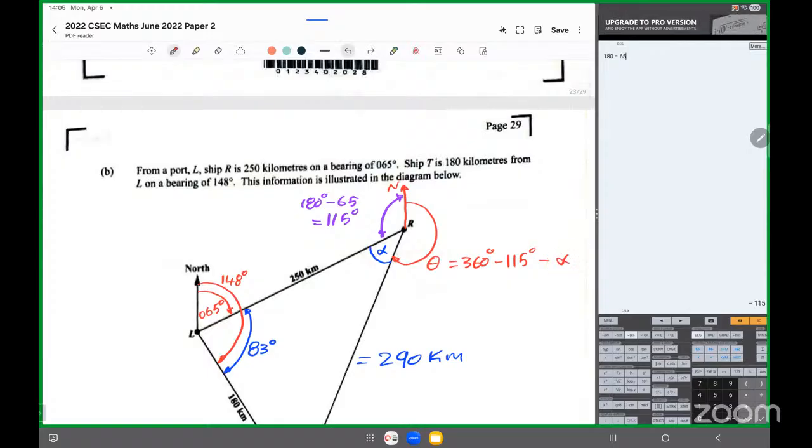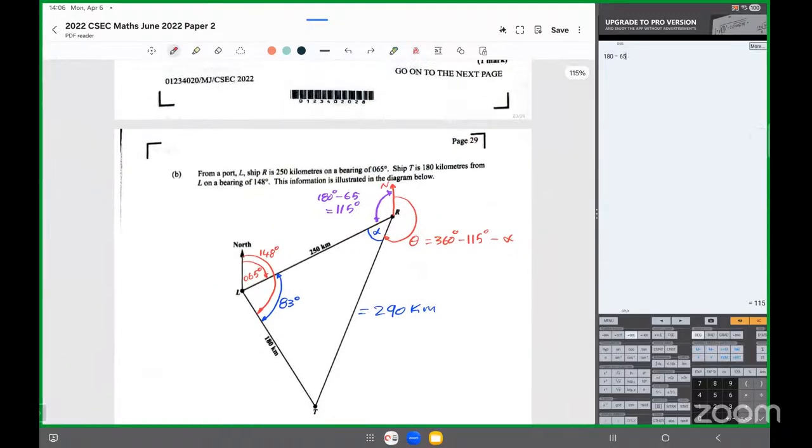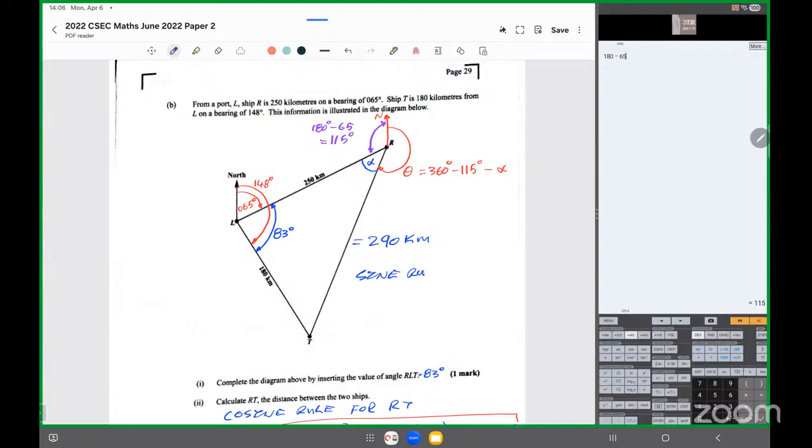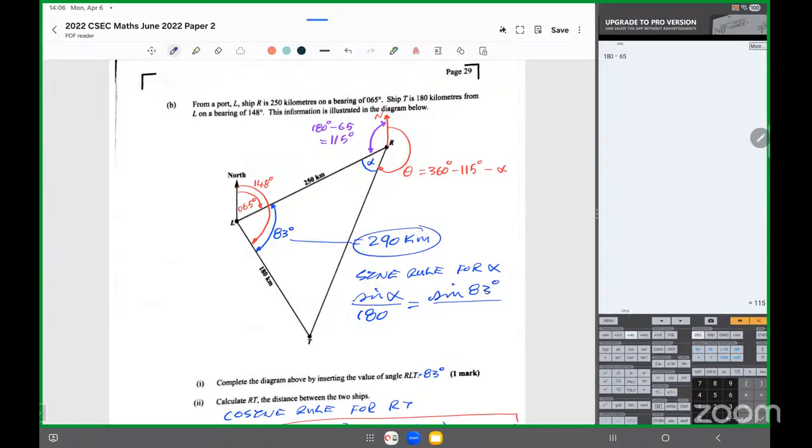We're going to have to find the alpha using sine rule. Let's do the calculation down here. Sine rule for alpha: it's going to be the sine of alpha over the side opposite the alpha. The side opposite the alpha is just 180. Equals sine of the angle that we know, which is 83, over the side opposite the 83, that 290.